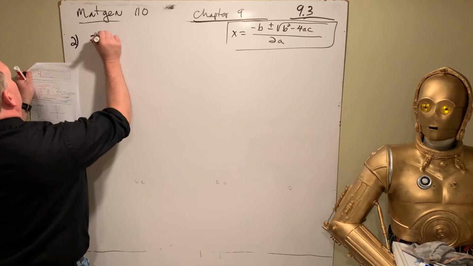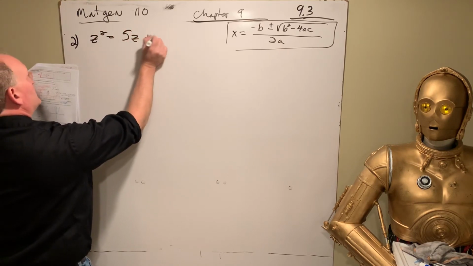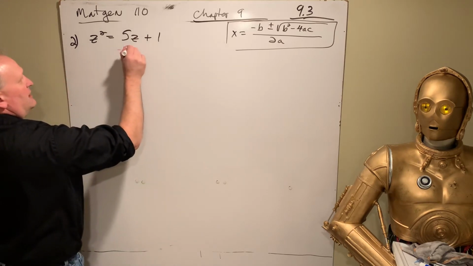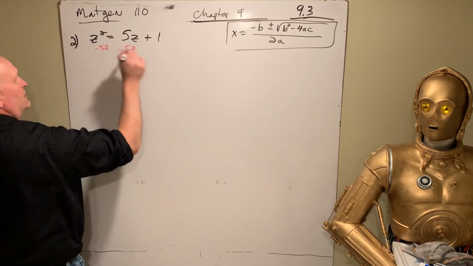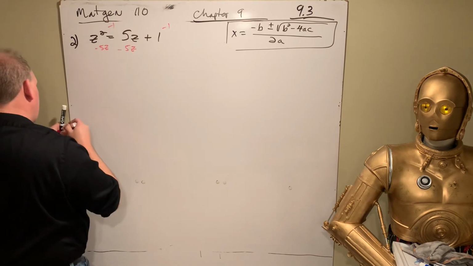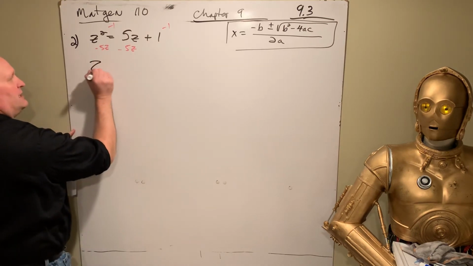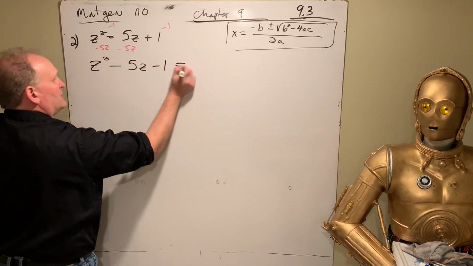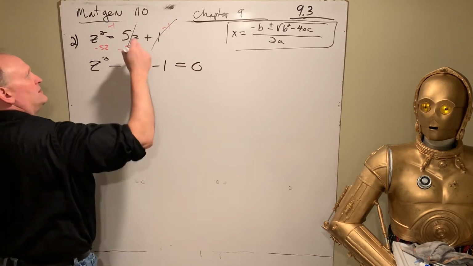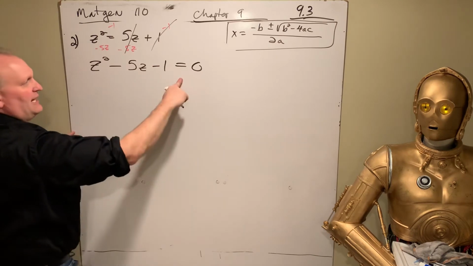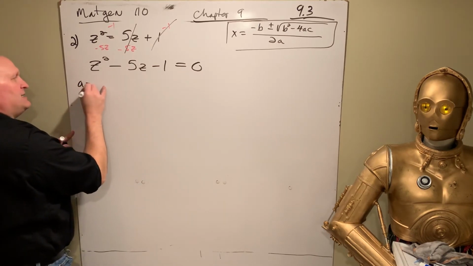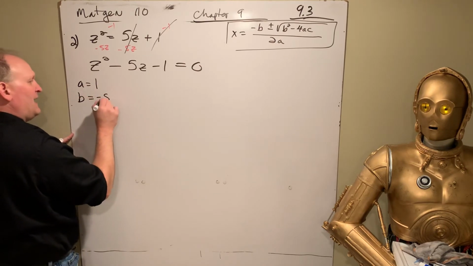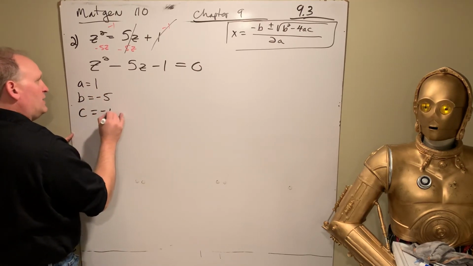We've got z squared equals 5z plus 1. So before we identify a, b, and c, we have to get everything over onto the same side. So we have z squared minus 5z minus 1 equals 0, because that's zeroed out. Everything's on the left side now. Now you can say a is equal to 1. Remember, there's a 1 in front of it when there's nothing there. B is equal to -5. C is equal to -1.